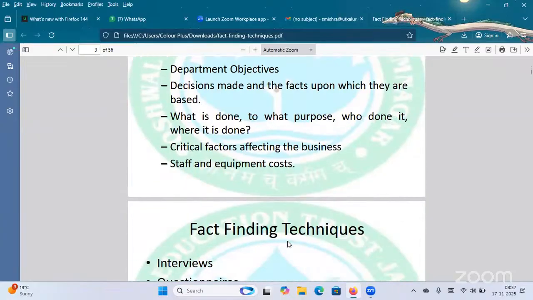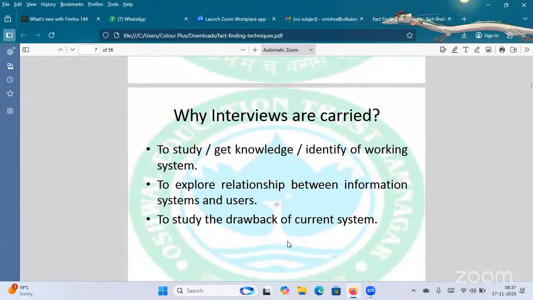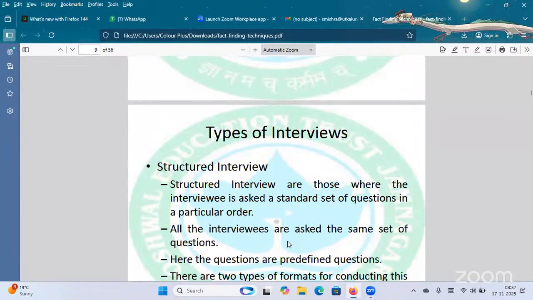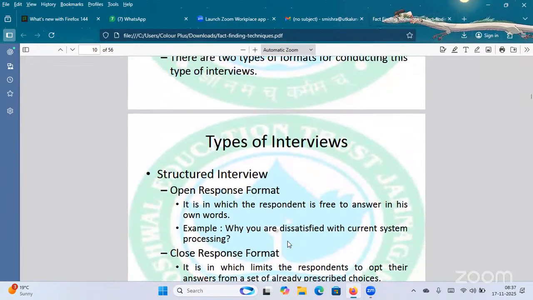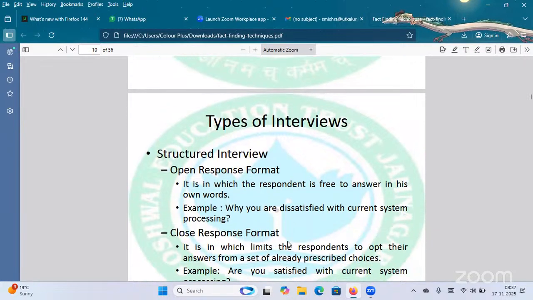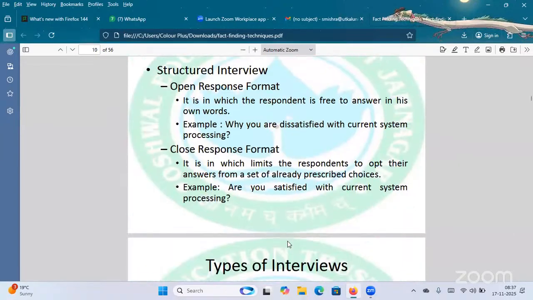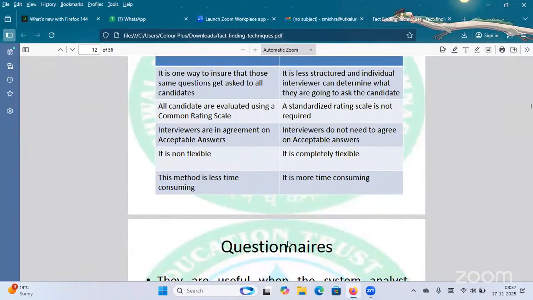So you have completed yesterday about the interview. Regarding the interview, we have discussed the structured interview, then the unstructured interview. Under structured interview, you find the open response format and closed response format. Clear? And we have also discussed the difference between structured and unstructured. The next fact-finding technique is the questionnaire.